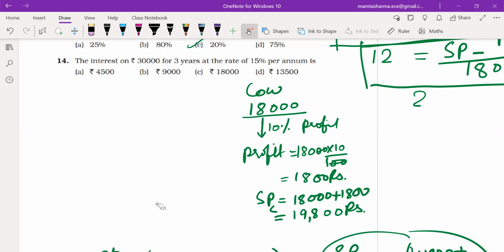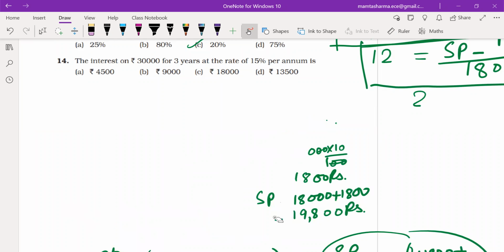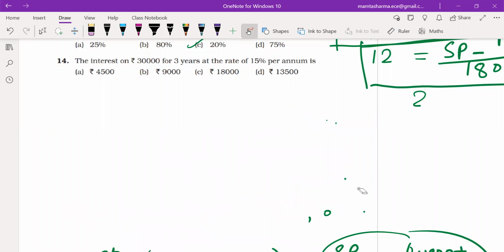Yes, ma'am. Interest on 30,000 rupees for 3 years at the rate of 15% per annum is? How would you calculate this? Ma'am, we use the SI is equal to PRT by 100 formula. Yes. Here, then it will be SI.